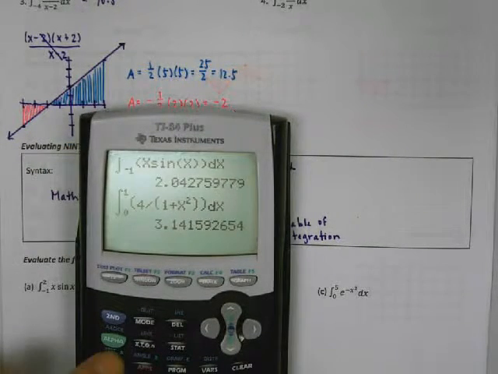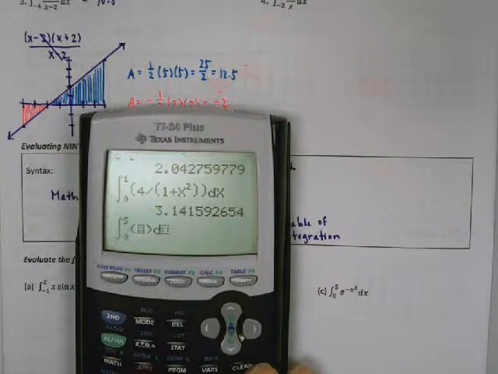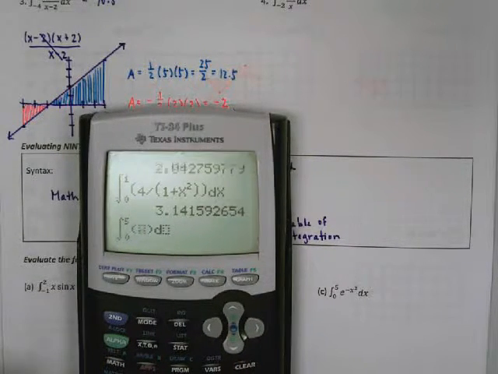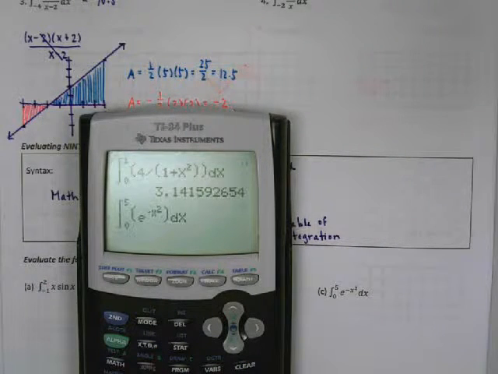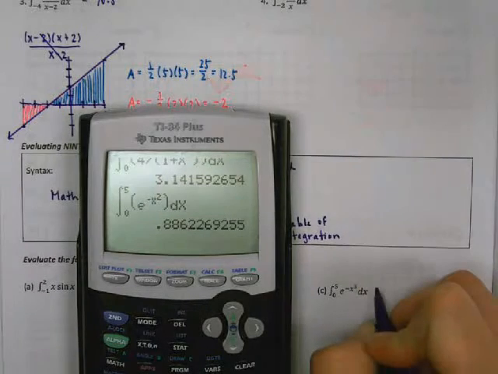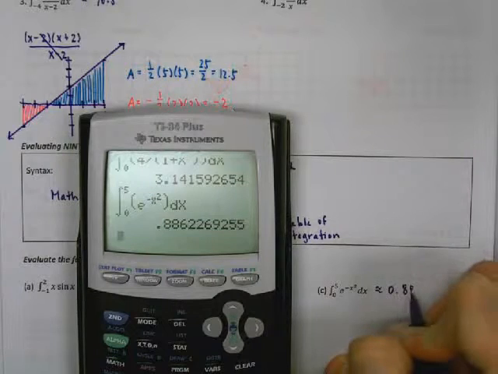Okay, for our last one, we'll just do this last one here. Integrating from 0 to 5, I'm doing e to the negative x squared dx, and I get an approximate value of 0.886.